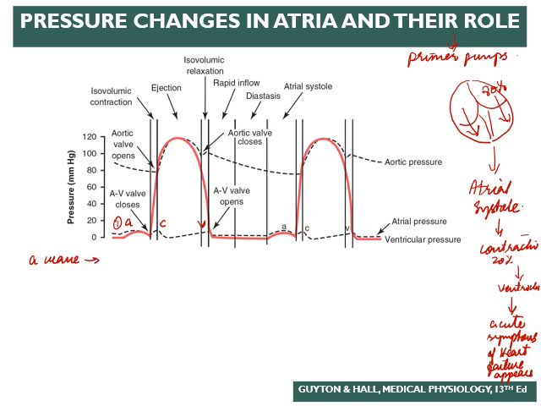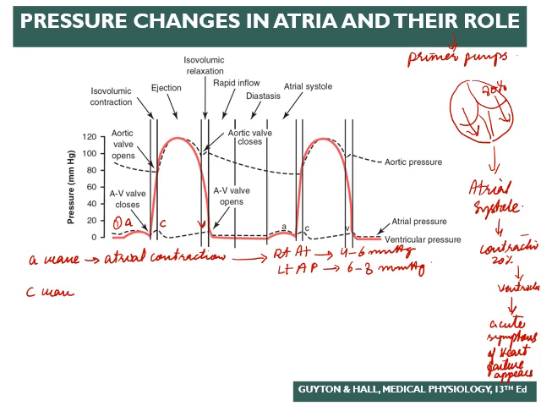A wave is caused by atrial contraction, and during this phase, atrial contraction phase or atrial systole, right atrial pressure rises up to 4 to 6 mm of mercury, while the left atrial pressure rises up to 6 to 8 mm of mercury. Then is the second wave, that is C wave.